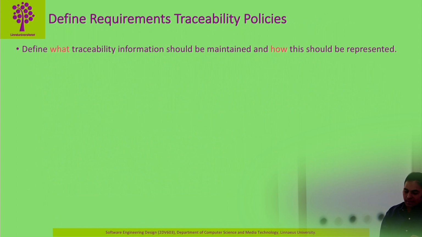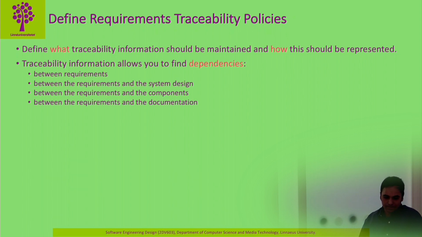To define requirements traceability policies, we need to decide what information will be maintained and how it will be represented. The first thing to know is that traceability information can be dependencies between requirements. Requirements can be dependent on other requirements. It can be between requirements and the system design, so we need to know which system design was designed as a part of which requirements. It can also be between requirements and components, so we need to know which component was designed for or is related to a requirement. And also between requirements and the documentation. The documentation or user manual defines how to use the requirements, so there is also traceability between requirements and documentation.